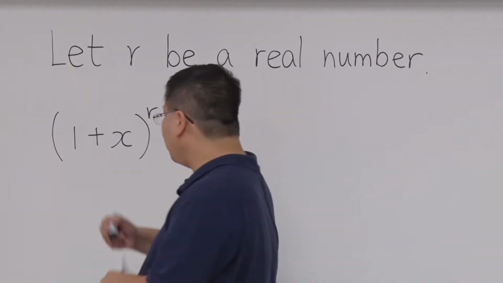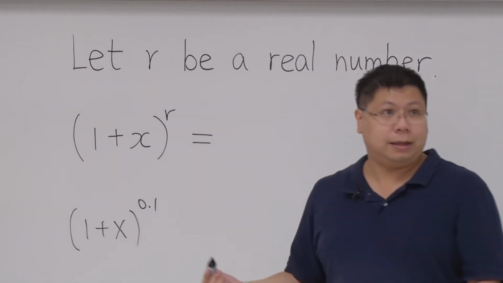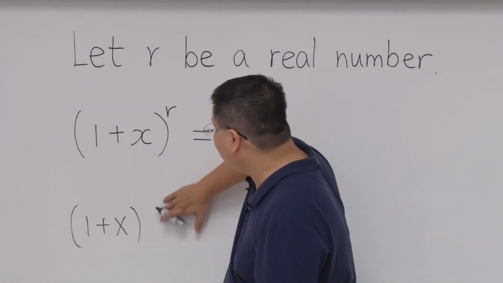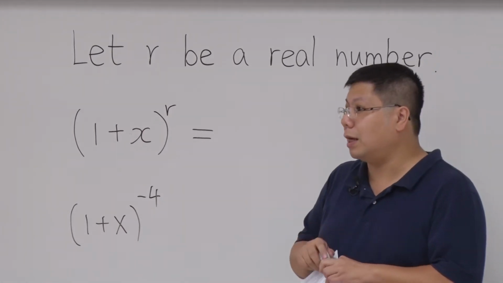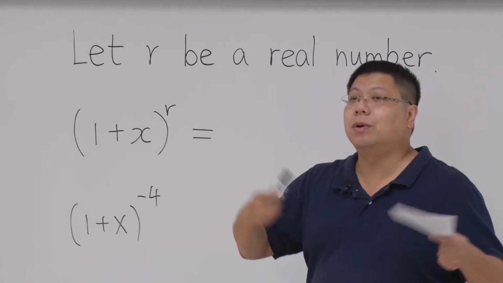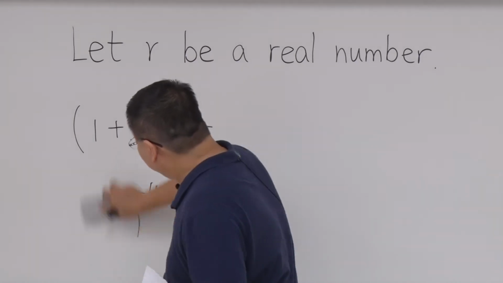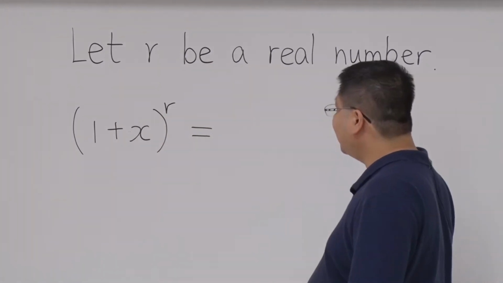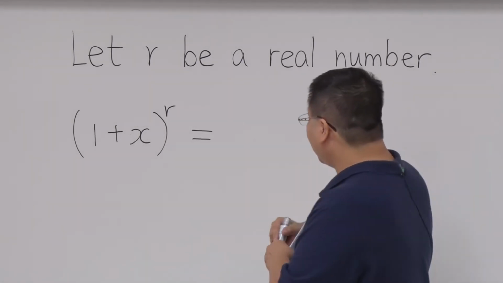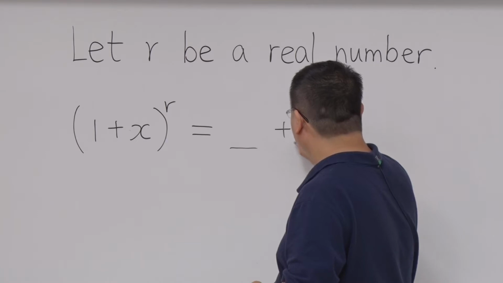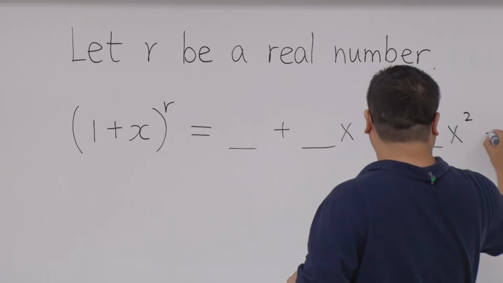But consider an example. So today, let's say I'm going to look at 1 plus x to the power 0.1. Then what would it be? Or 1 plus x to the power minus 4. What would that be? Okay. So this is no longer a polynomial, but we want to estimate it using a polynomial. So we use the Maclaurin series. And let's see. Okay. Let's use our brain. So in the Maclaurin series, I hope to get some term plus some other term times x plus some other term times x squared and so on.